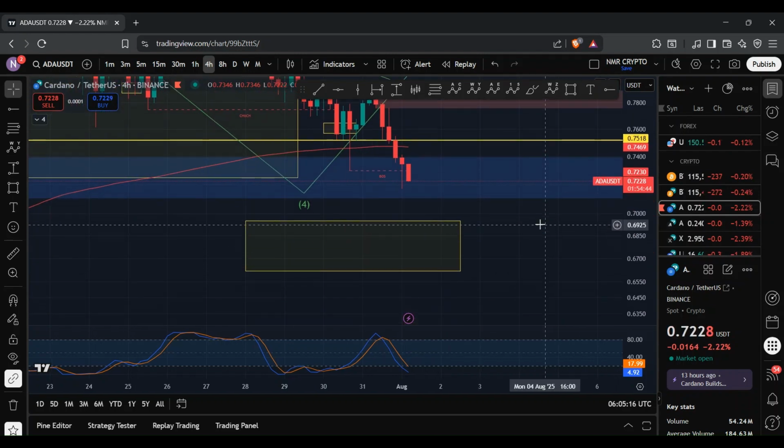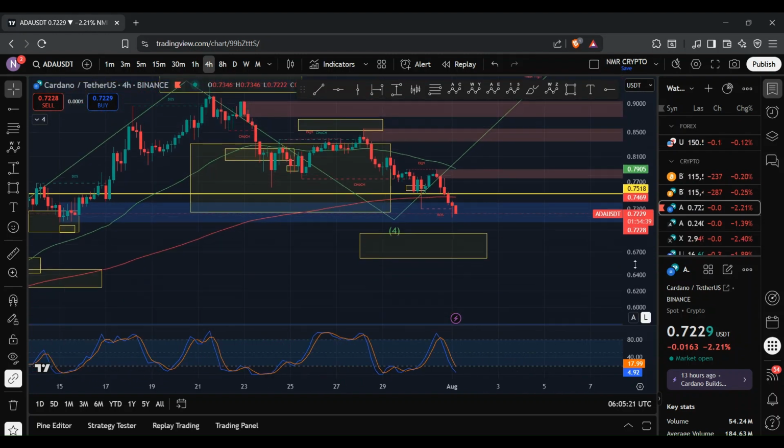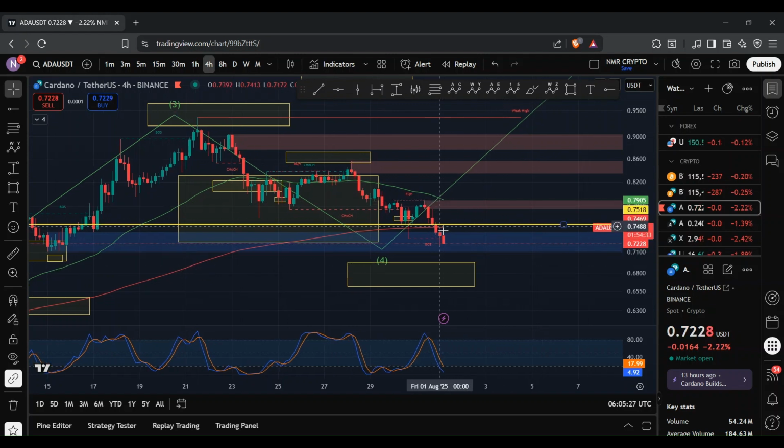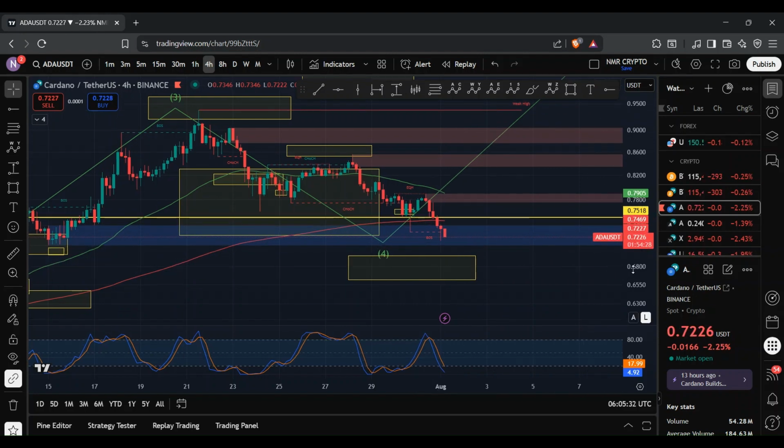And so it will be interesting to see if ADA can actually tap into this region here, which is the Y wave target, where I mentioned that I've been tracking a WXY structure. And yeah, for that to be the case, then we need to see that deeper move to the downside, which looks like a possibility at this stage.